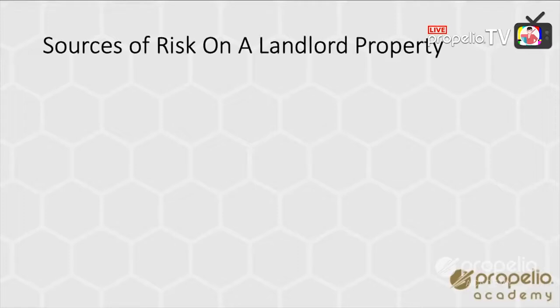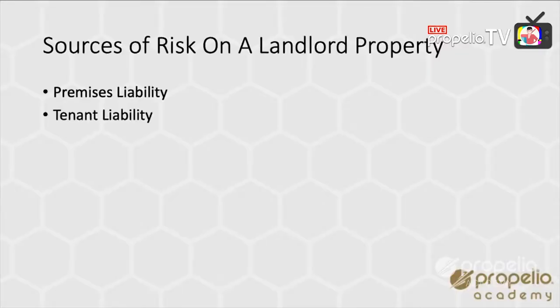Sources of risk on a landlord, a tenant-occupied property. What are they? The first is going to be premises liability. Again, this is just like the builder's risk policy, the renovation property from the last episode we talked about. You're going to have the potential for accidents and injuries that occur on your premises. You're also going to have tenant liability, and this is an added wrinkle from the builder's risk side of things because, let's be honest, tenants do dumb things.